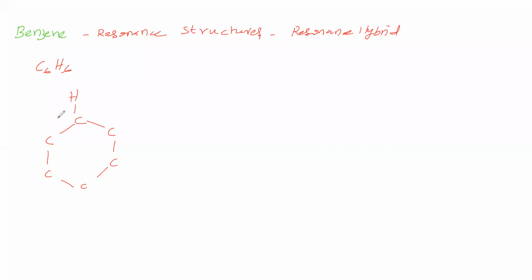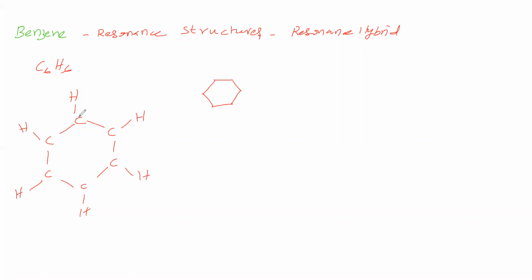And each carbon has one hydrogen atom. Now all these sigma bonds are present in one plane. All the carbon atoms and all the hydrogen atoms are present in one plane. So we can draw this like this also.